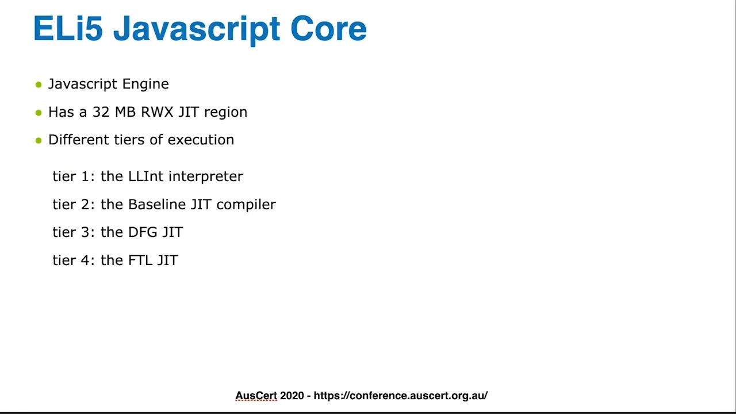In JavaScriptCore, you have a 32 MB read-executable JIT region, and there are several types of execution when you want to execute JavaScript code. The first one, only the first one, is the interpreted one. All the other three are compilation.